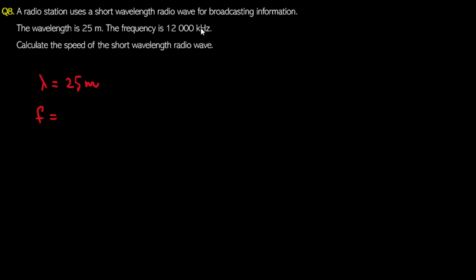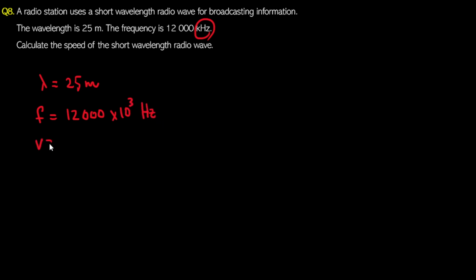Make sure that when you see these kinds of units, kilo, milli, mega, try to circle them because you might forget to write down conversion units for them. So since this is 12,000 kilohertz, it's going to be 12,000 times 10 to the power 3 hertz.